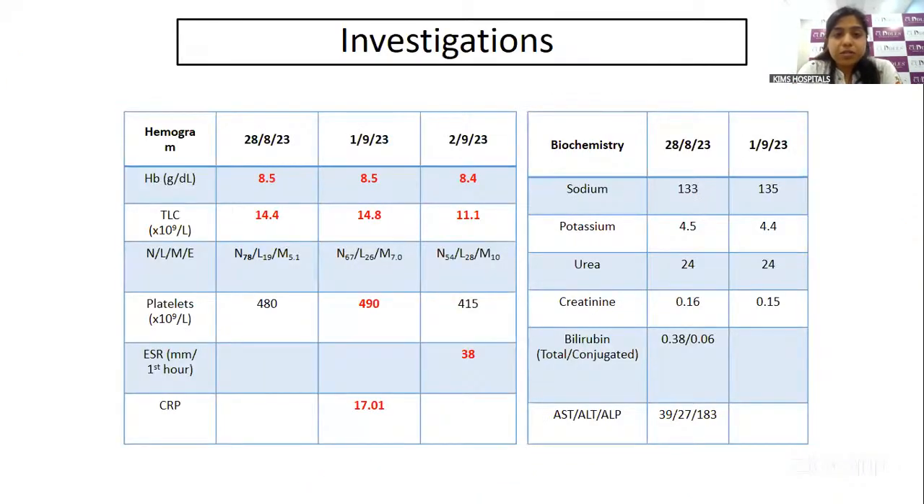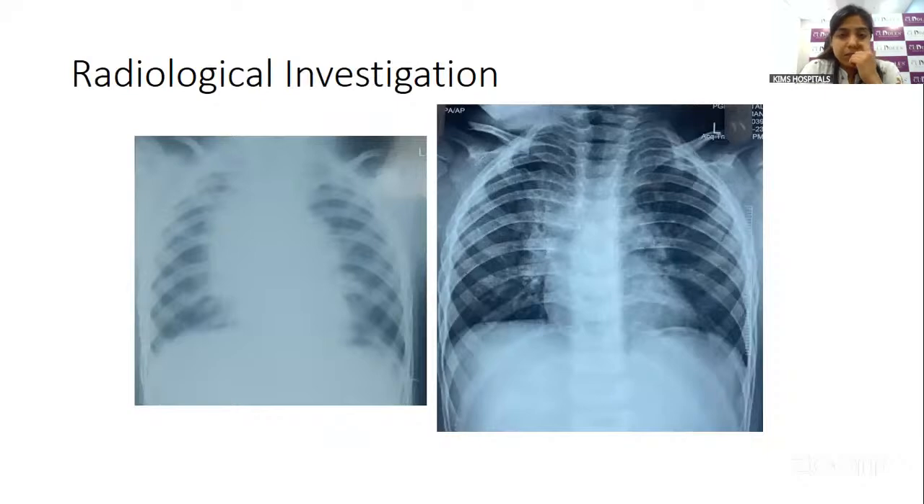So coming to the investigation of this child, this child had an elevated TLC, not so high, but almost in the upper range or towards the higher end with neutrophilic predominance. The platelets are always on the higher end, and there are a few values which showed thrombocytosis, and inflammation markers were elevated for this child. So this was the investigation done for this child.